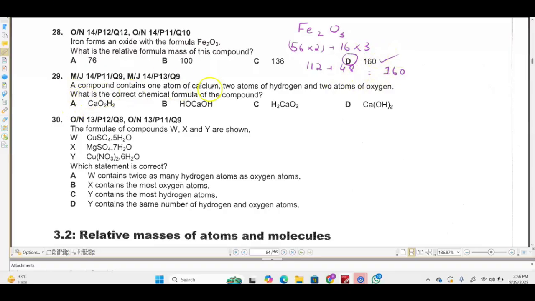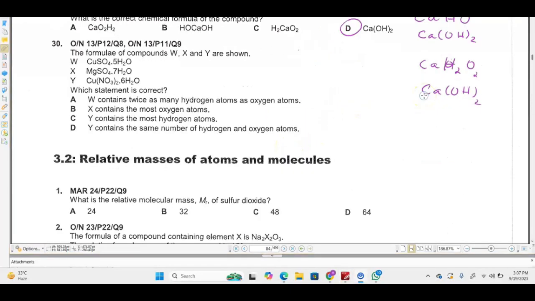A compound contains 1 atom of calcium, 2 atoms of hydrogen and 2 atoms of oxygen. What is the correct chemical formula? So the compound contains calcium, hydrogen and oxygen. There is 1 of calcium, 2 for hydrogen and 2 for oxygen. So instead of writing it like this, we can always join these two. Ca(OH)2 is our correct answer. Okay, question number 30.